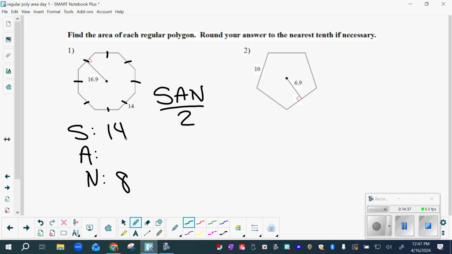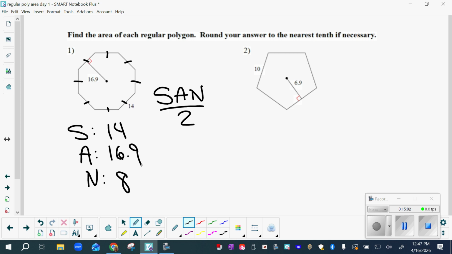What is our apothem? 16.9. Guess what, lambs? You've done the math. Put it in your little formula. S times A times N divided by 2. Calculate it out. That is all there is to this. Tomorrow I'm gonna take away one of those pieces. You'll use a little SOHCAHTOA to get it. Light work.